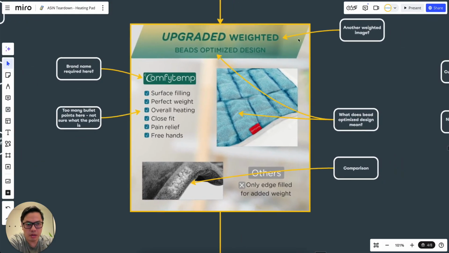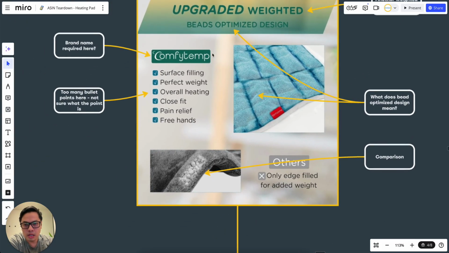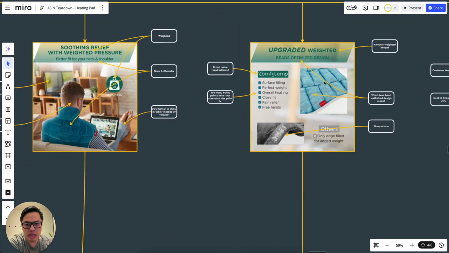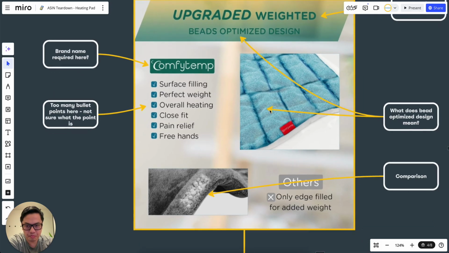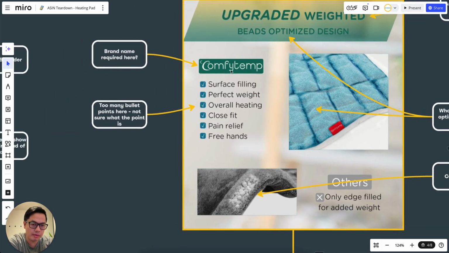This next one, they did talk about weight again, so that's really good. Or you can combine these two together. Maybe talk about pain relief as the first one because we know that's huge. And then the second one here, like pain relief for neck and shoulder, is probably the focus that I want here. And then this one, I would talk more about weighted and maybe the product material because we know that's what's important for people. The brand name here, maybe not as required.